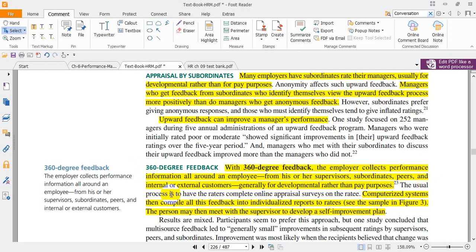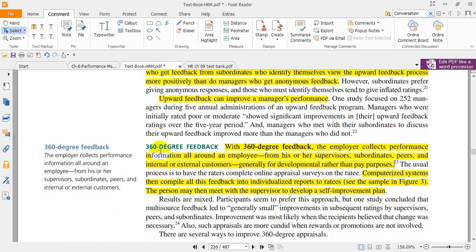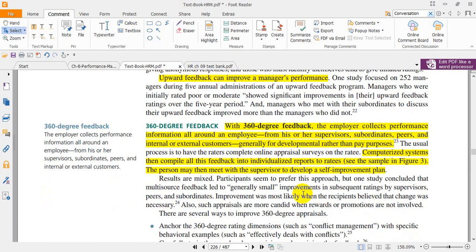The usual process is to have the raters complete an online appraisal survey on the ratee. Computerized systems then compile all this feedback into individualized reports to the ratee. The person may then meet with the supervisor to develop a self-improvement plan. This is the 360-degree feedback process.